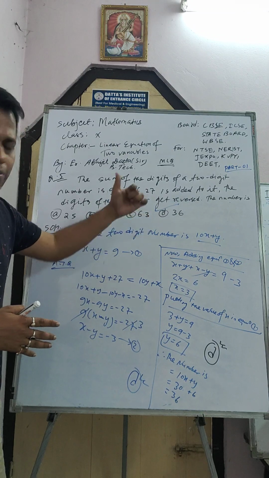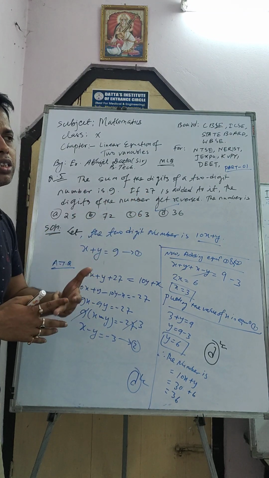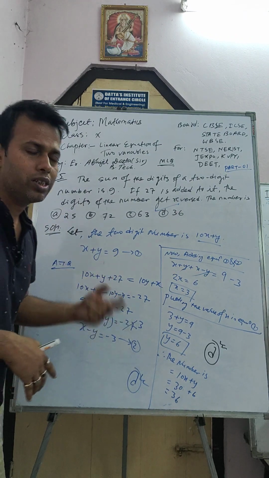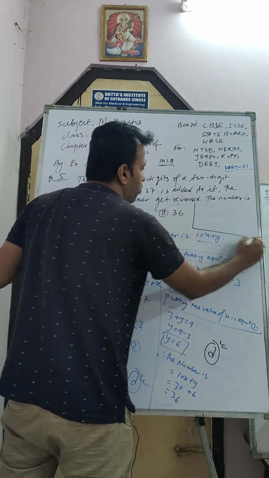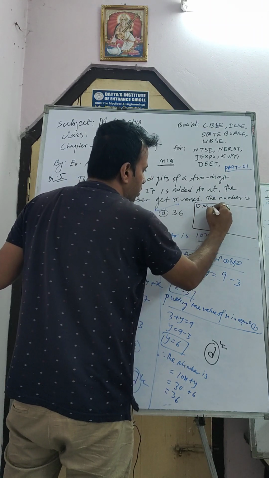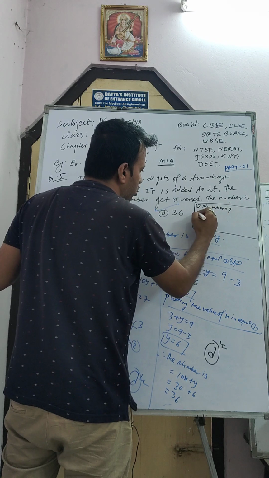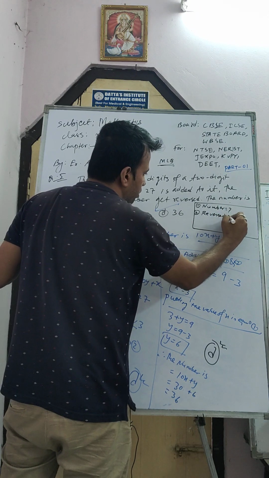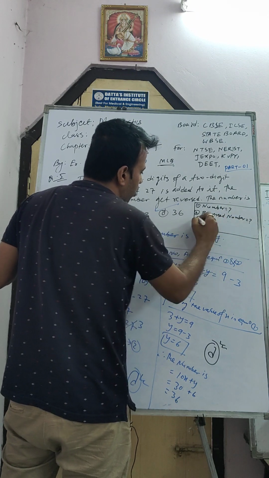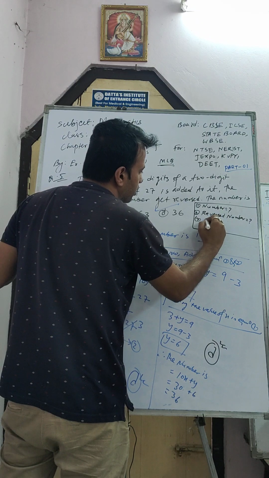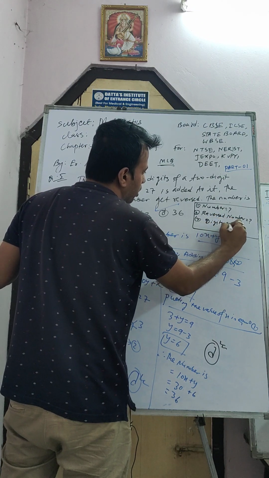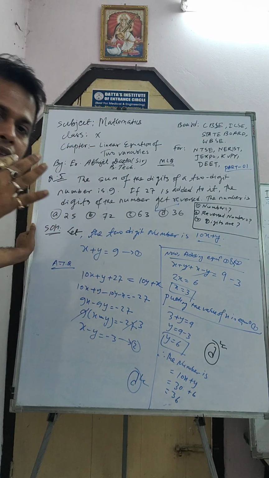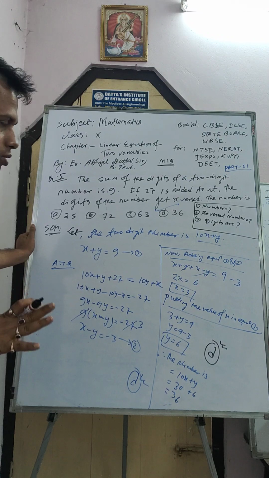They may ask you to find the number, or they may ask to find the reverse number, or they may ask to find the digits. So 3 different questions may come from this topic. From one question they can make 3 different questions.